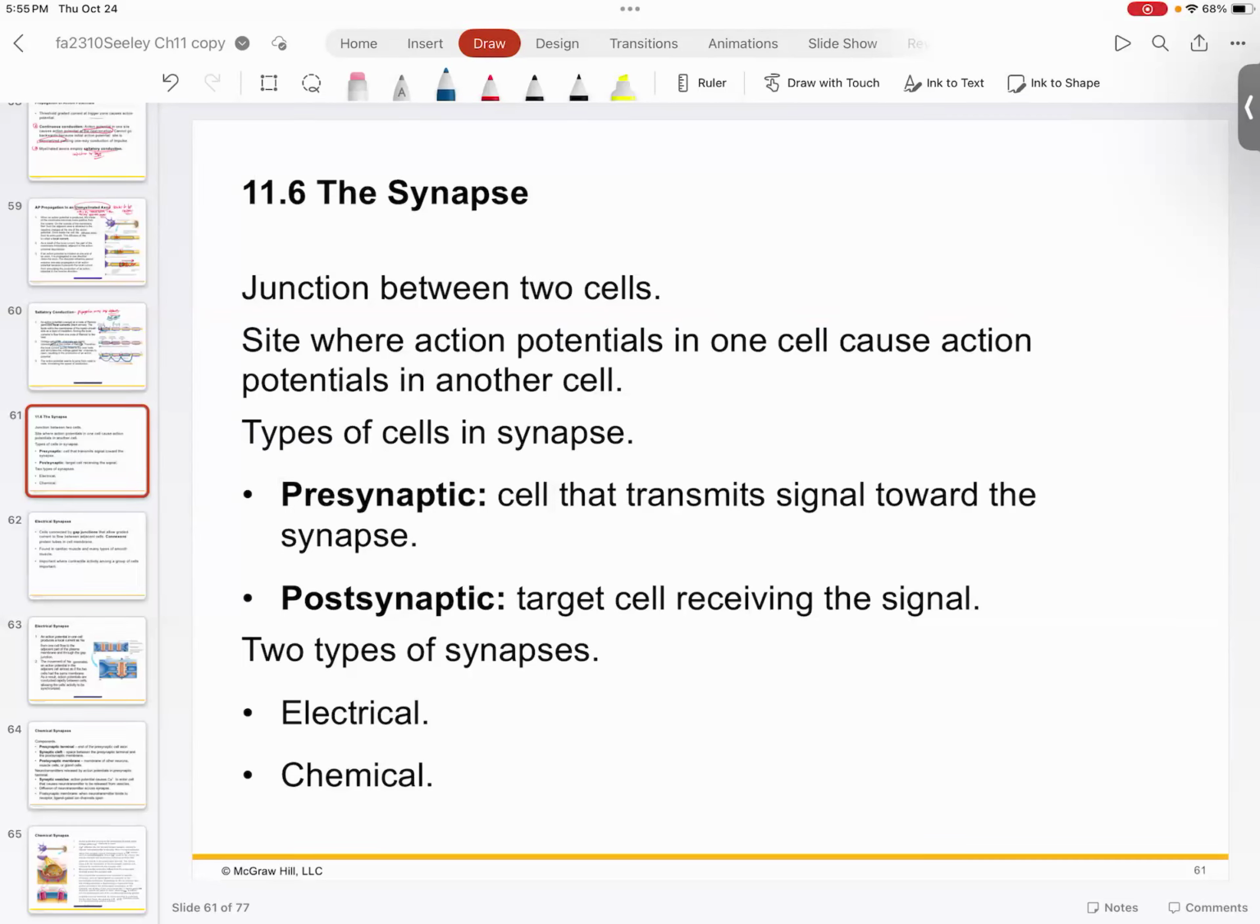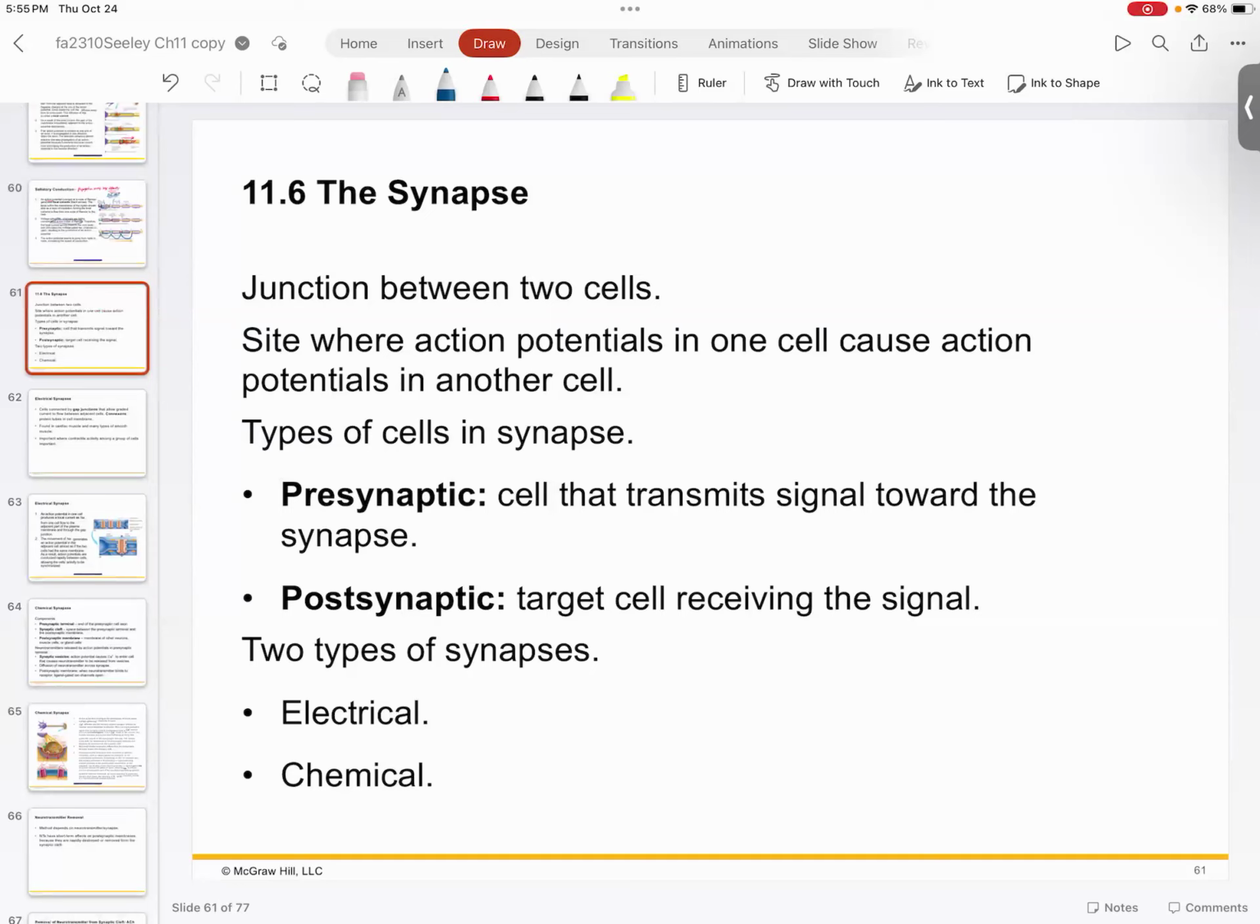So the synapse is something we've covered a little bit already because we talked a lot about it in chapter 9. And so this is your junction between the two cells, right? So basically where the action potential in one cell is going to cause an action potential in another. And there's different types of cells in the synapse, right? So first of all, we have what's called the presynaptic cell. So this is the cell that's transmitting that signal or that action potential. And then we have the postsynaptic, which is the target cell, the receiving signal.